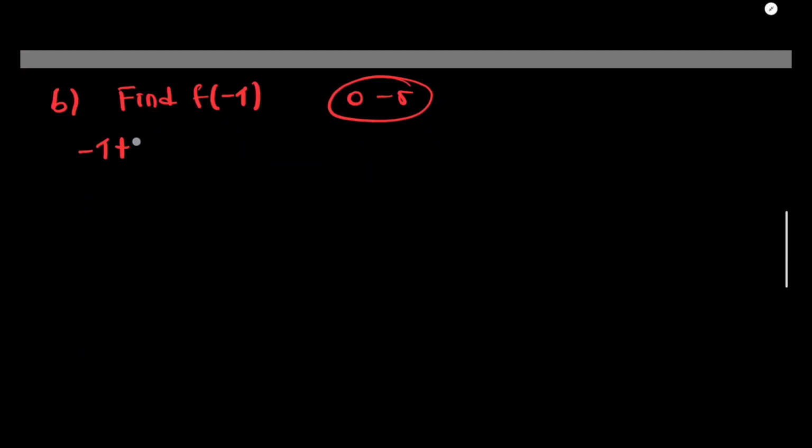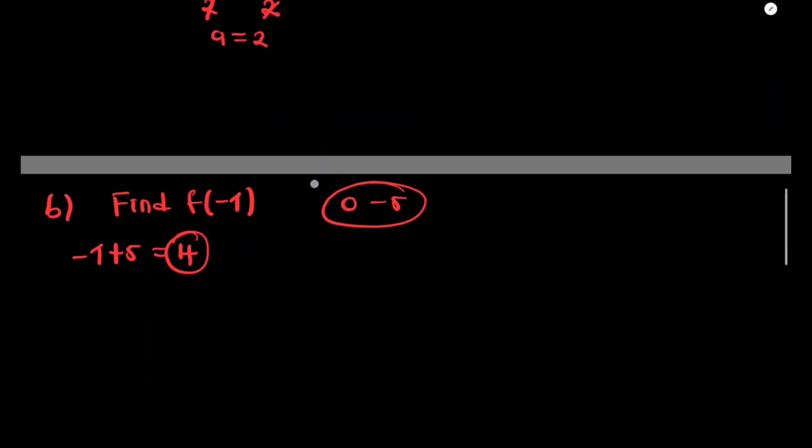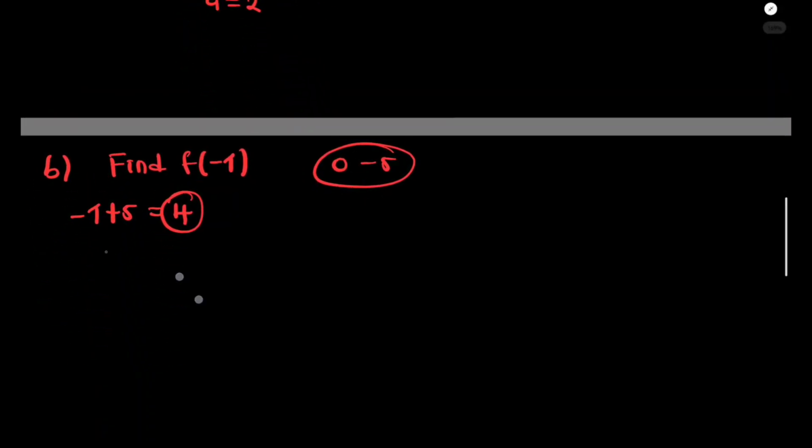Let's add 5. It is a negative number, so we are going to add 5. If it were a positive number, then we would subtract 5. So we are going to have minus 1 plus 5, which is 4. Is 4 in the range? Yes, 0 to 5, 4 is in the range. So we circle it. Now we can say f of minus 1 is the same as f of 4.